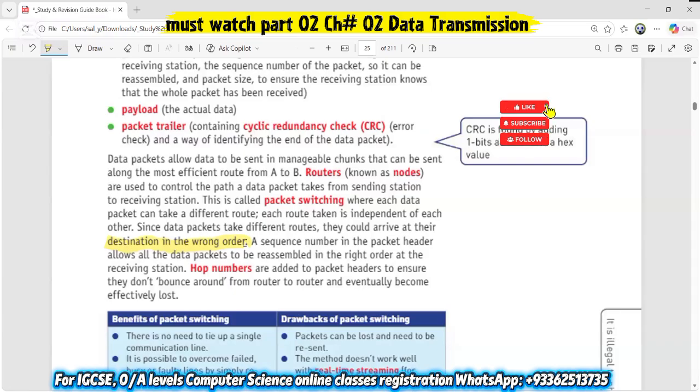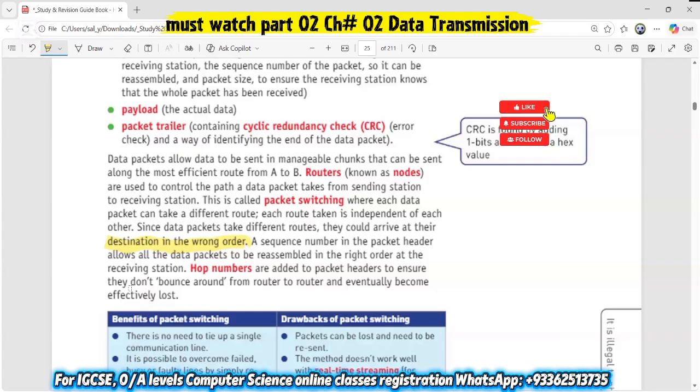That's why the packet numbers mentioned in the packets are important. A sequence number in the packet header allows all the packets to be reassembled in the right order at the receiving stations. Hop numbers are added to packets so that they are not bounced back. What is a hop number? For example, maybe one packet was not able to reach the destination. If the packets do not have a hop number, what will go wrong is they will keep on bouncing back because they're not reaching the destination.